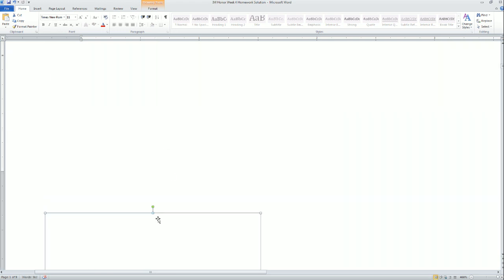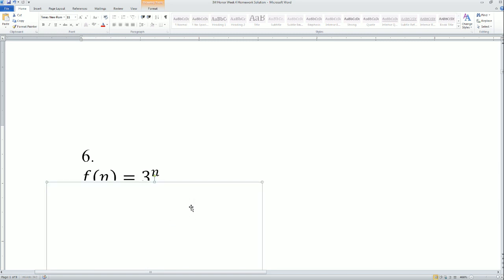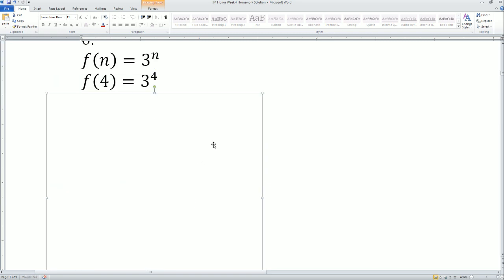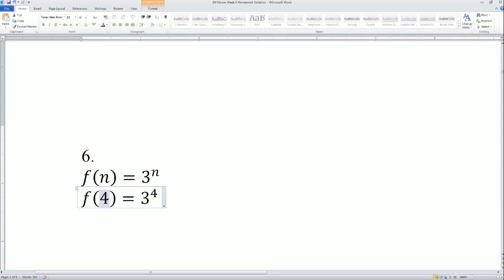Is there only 5 problems? No, there should be a 6th problem. Good. All right, 6. We have function of 3 to the power of n. Substitute 4 in here for the exponent.